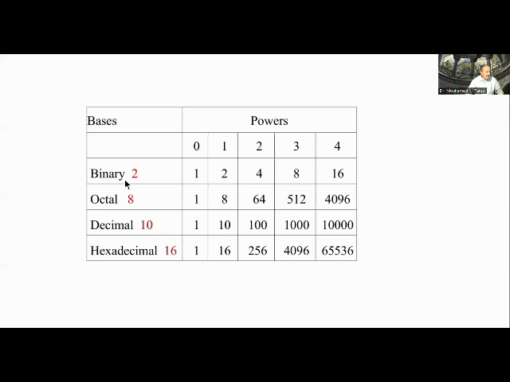Now this is a table of the powers of the bases. So for base 2, you have 1, 2, 4, 8, 16. Base 8, you have 1, 8, 64, 512. Base 10, you have 1, 10, 100, 1,000, 10,000, and so on and so forth.